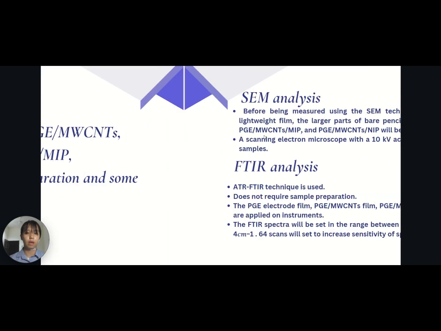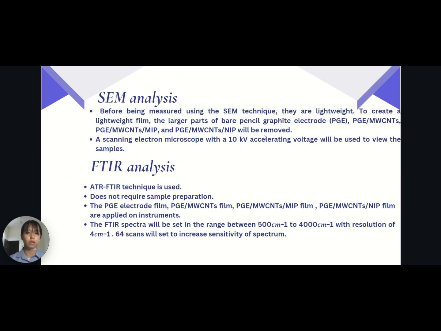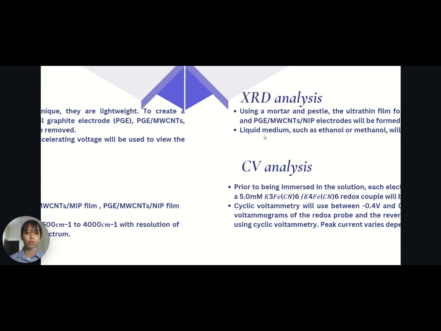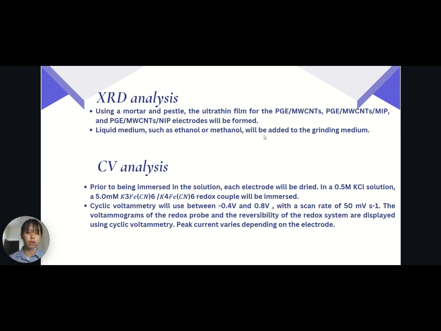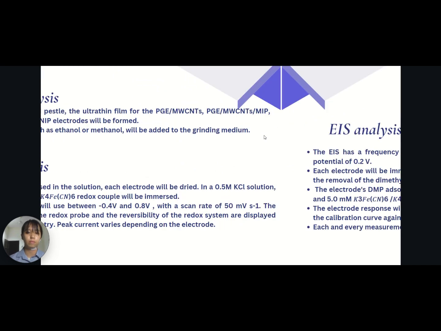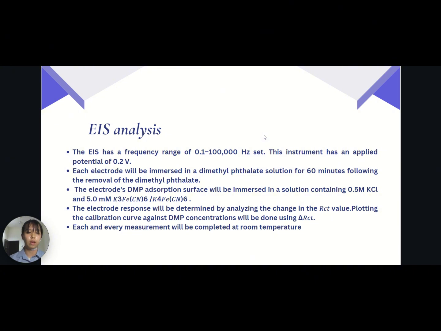So this is the SEM analysis. For the SEM analysis, we need to have the lightweight, and also for FTIR, we need to have 500 to 4000 cm^-1. XRD, same thing, and also CV analysis. Coming to the EIS, we need to set up the range to detect the potential using 0.2 volt, like that.